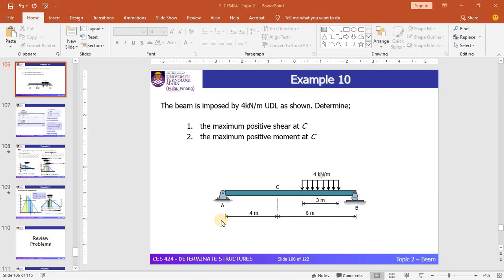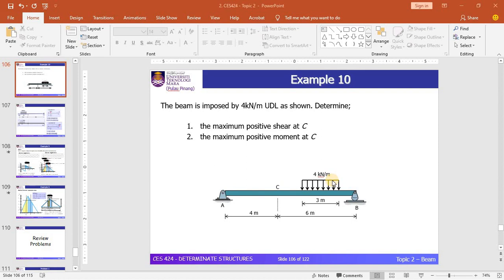Hello everyone. In this session I'm going to demonstrate an example that deals with the UDL load. What you can see in this example is a simply supported beam loaded by a 4 kN per meter UDL load.